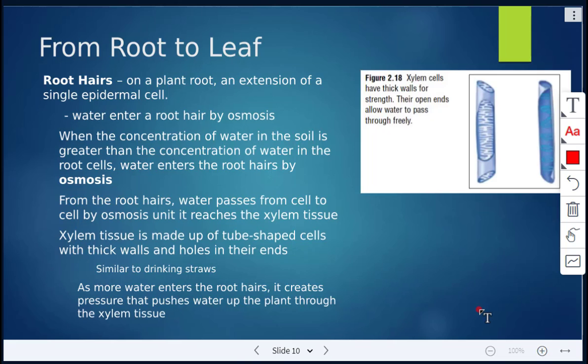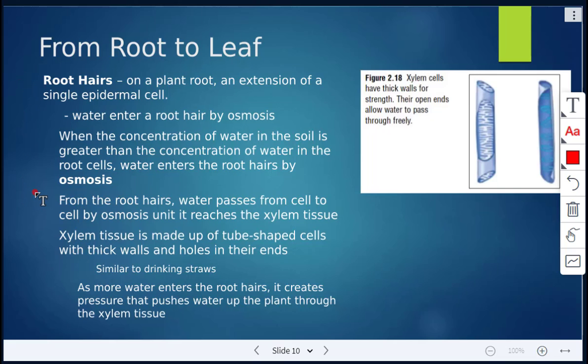All right, so from root to leaf, the roots have these structures called root hairs. On a plant root, a root hair is an extension of a single epidermal cell. So water can enter a root hair by osmosis. When the concentration of water in the soil is greater than the concentration of water in the root cell, the water is going to enter the root cell by osmosis. So again, from high concentration to low concentration.